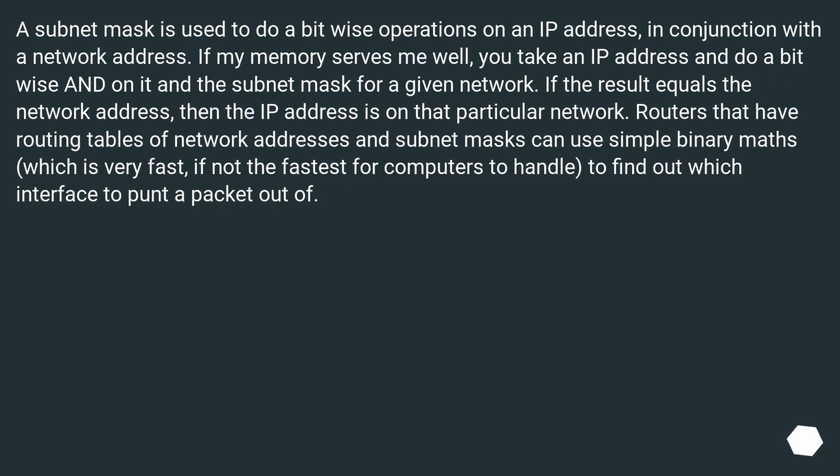A subnet mask is used to do bitwise operations on an IP address, in conjunction with a network address. If my memory serves me well, you take an IP address and do a bitwise AND on it and the subnet mask for a given network. If the result equals the network address, then the IP address is on that particular network. Routers that have routing tables of network addresses and subnet masks can use simple binary maths, which is very fast, if not the fastest for computers to handle, to find out which interface to punt a packet out of.